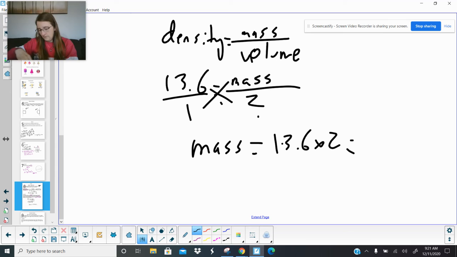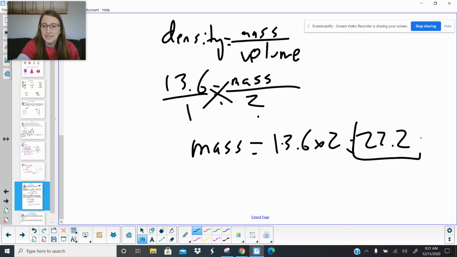So what does this give us? 13.6 times 2, 27.2 is the mass. That's how heavy it is.